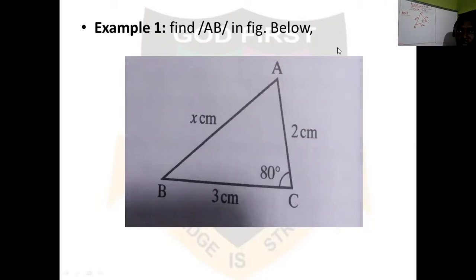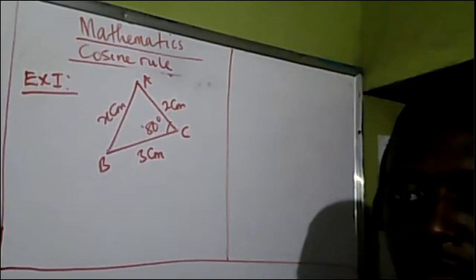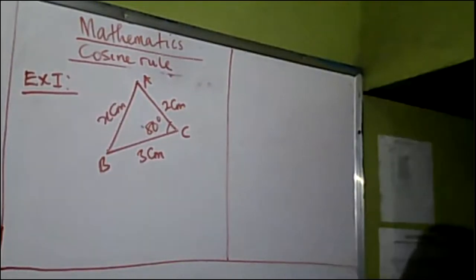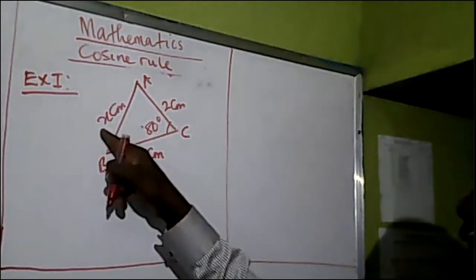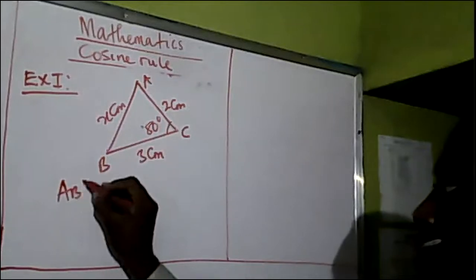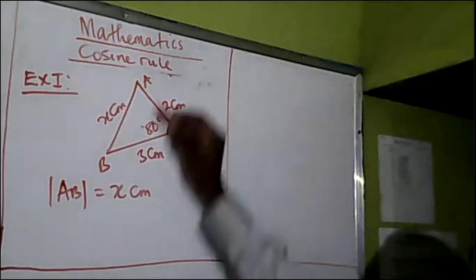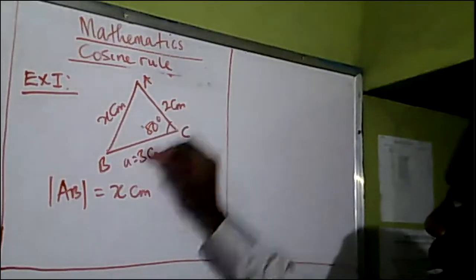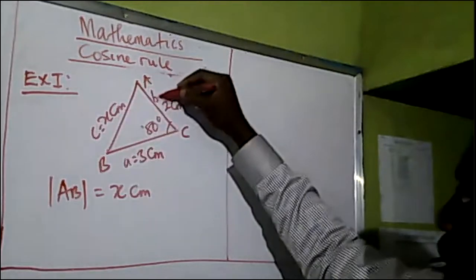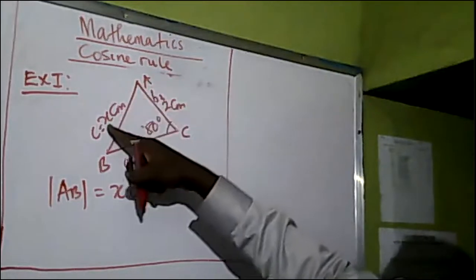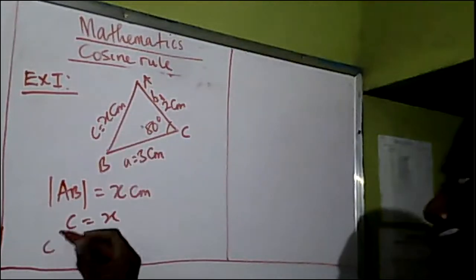So let's stop share. So going to the board now. Okay, we are looking for x centimeter, which is AB. Line AB is equal to x centimeter. So this is my small a. Look at facing this angle. This is small c, and this is small b. We are looking for x, so let's use c to make it easier. You know that c is equal to x. So c squared is equal to what?